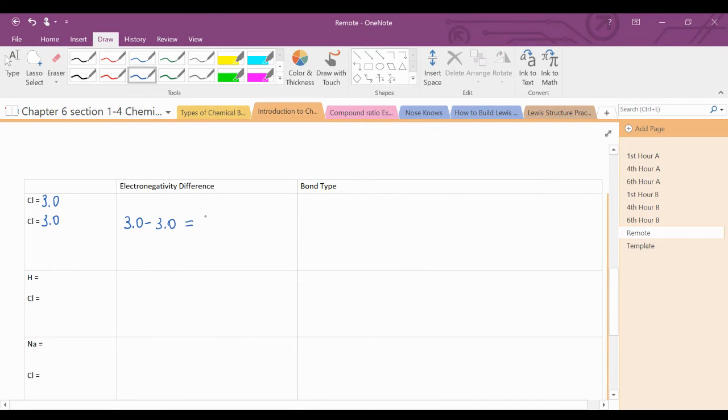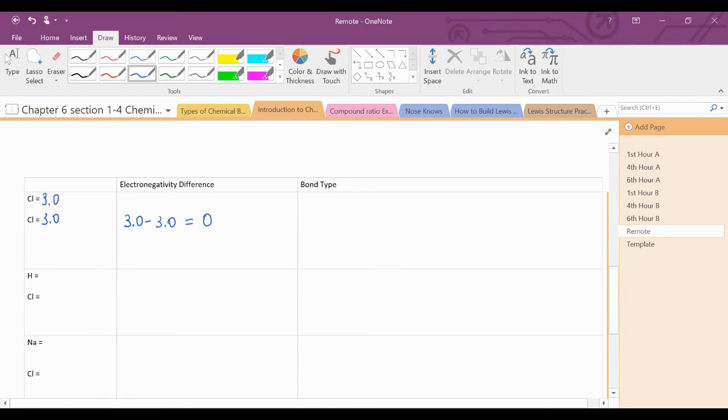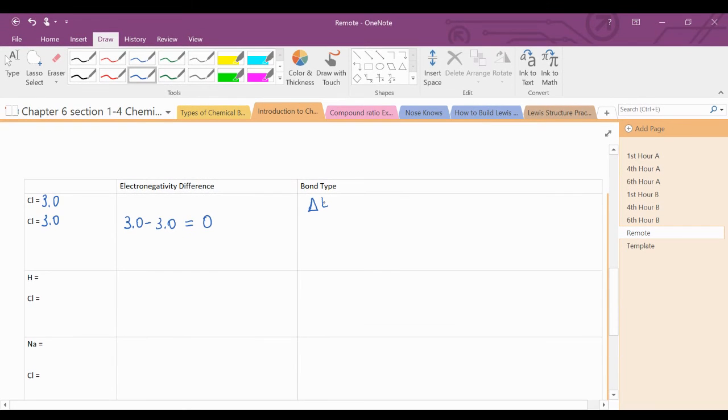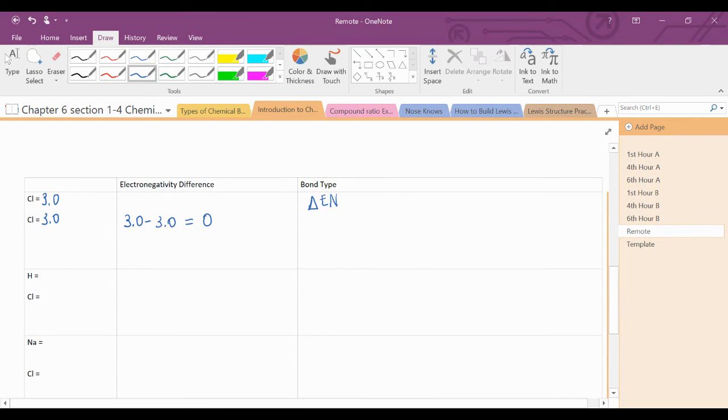Now, in this case, it doesn't matter the order in which we put the electronegativity values, but just as a reference, you're always subtracting the smaller from the larger. You should always have a positive electronegativity difference. So if my difference in electronegativity, so that's what this little triangle stands for, is delta EN, and we know that EN is the abbreviation for electronegativity, if the value difference is between 0 to 0.3, which is what this falls into, then this would be a nonpolar covalent bond.